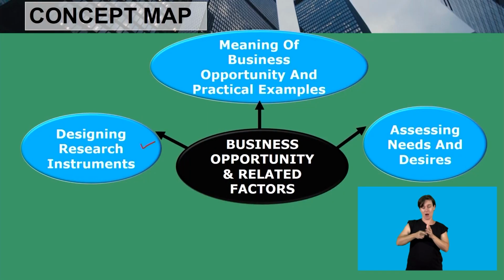As mentioned, our topic is business opportunity and related factors. So we're now doing the last part, which is designing research instruments. Remember, in order for you to be able to identify the right product that you want to get or to identify your potential market, you need to do what we call a market research. And in your market research, you are finding out who your buyers are, who is your target market, and all those things that they like. And in the tool, there's a certain tool that you have to use. So to get all of that, to identify that, you need to design the research instruments, basically.